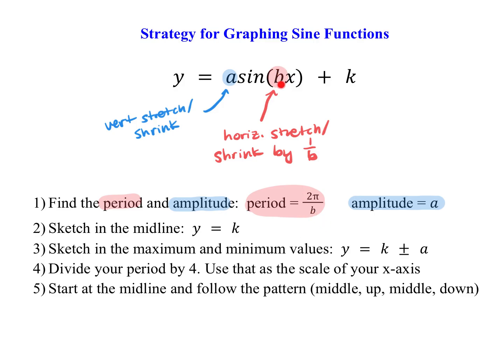And if you don't see a value here, that means our period is simply 2 pi, which would be the period of our parent function. So I'm always going to start by defining those two things.